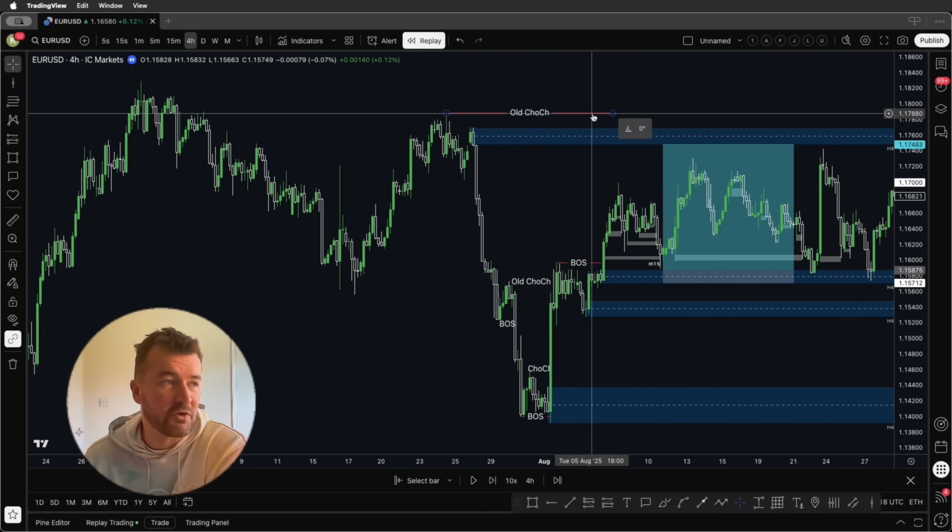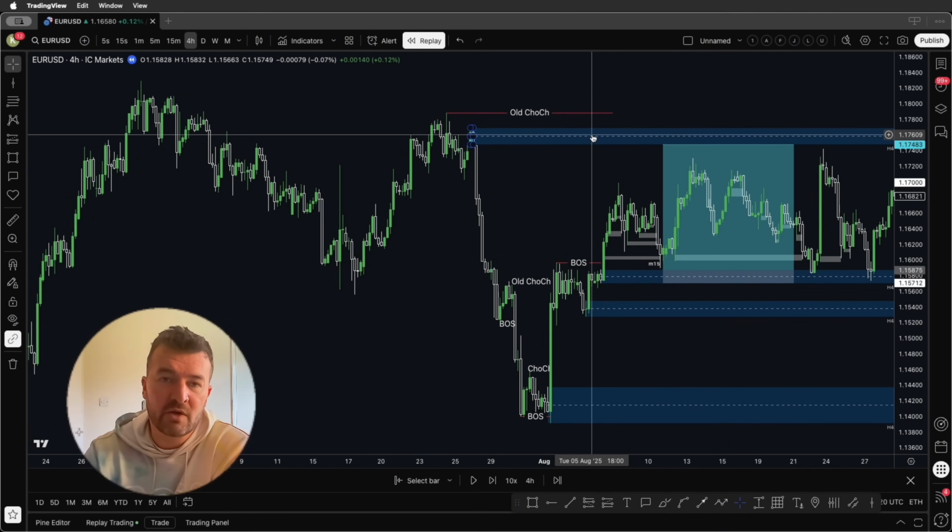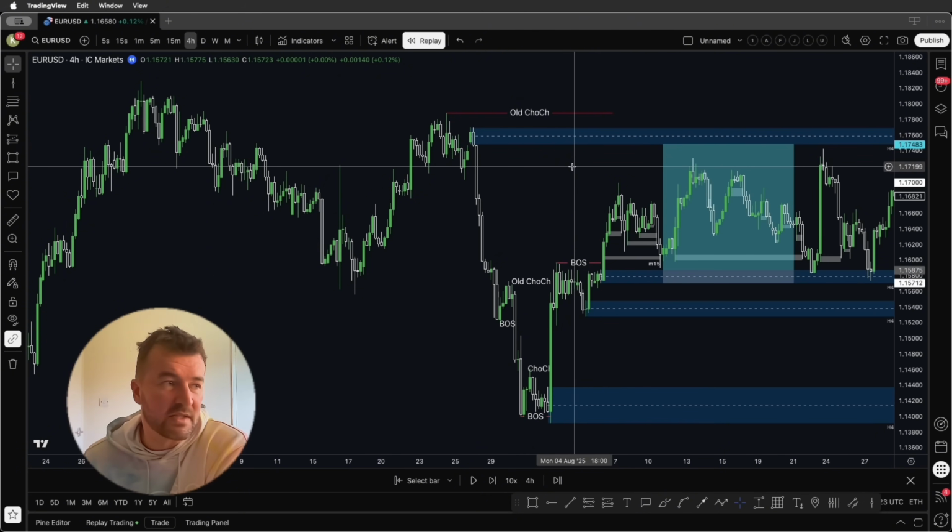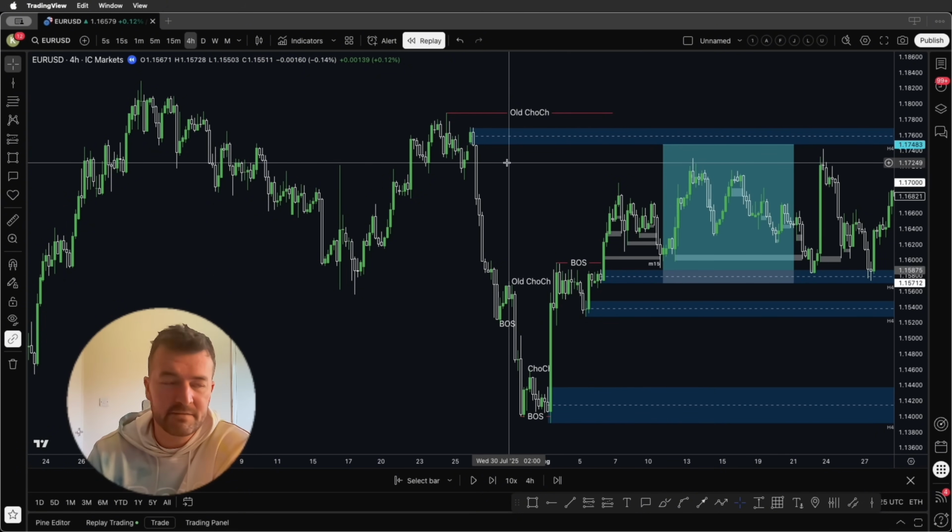We're not trying to target the old chalk line. We're not trying to target the highs. We're trying to target the liquidity, and the liquidity is at the end of the imbalance. Okay, so bear that in mind.